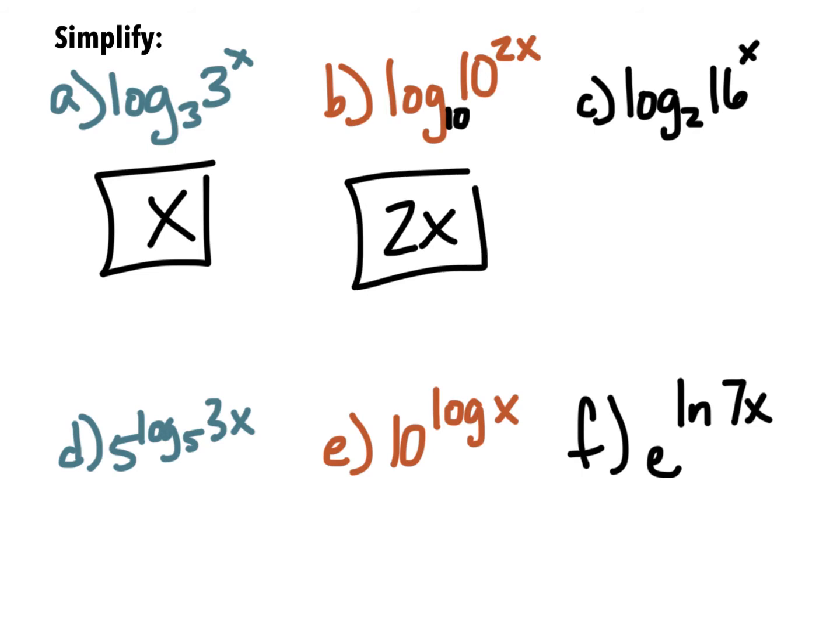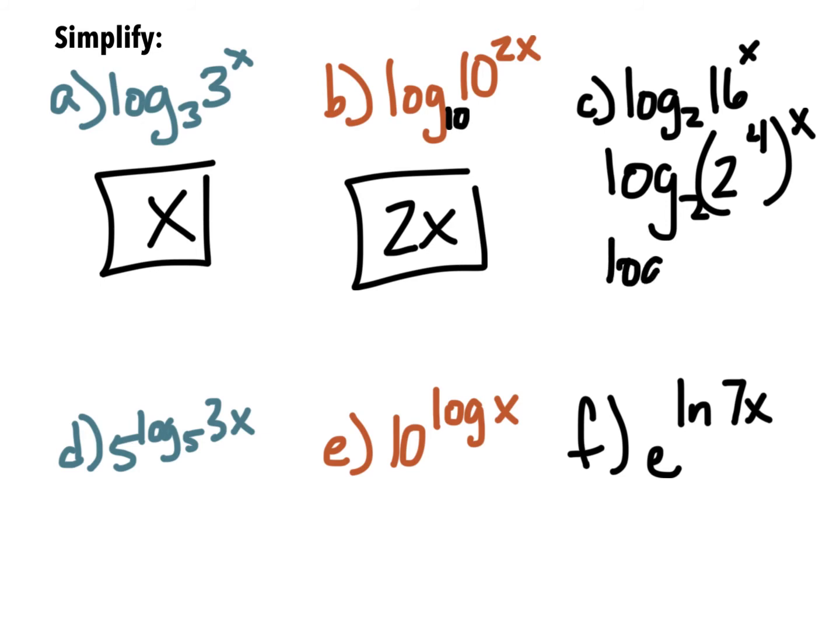Here we have log base 2 of 16 to the x. I'm going to have to rewrite 16 as a power of 2. So it'd be log base 2 of 2 to the 4th power, to the x. I just rewrote 16 as 2 to the 4th. Now I can rewrite this again as log base 2 of 2 to the 4x, because with a power to a power, you multiply them. Now that these bases are the same, the answer is 4x. All right, you try the next three using the other property.